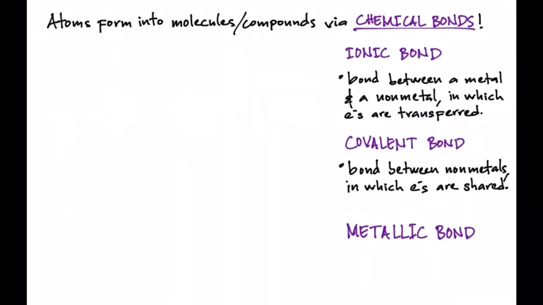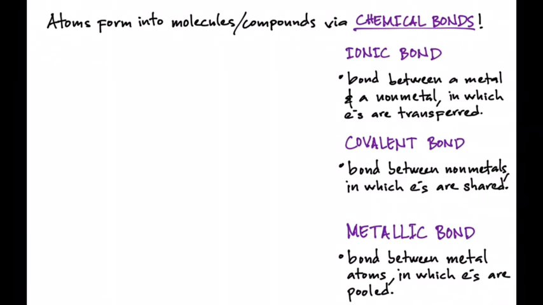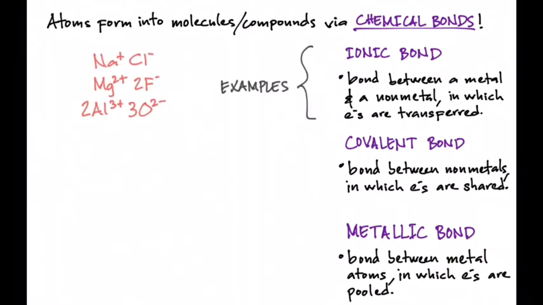The third type of bonding is called metallic bonding. This is the bond between metal atoms, like for example, gold atom, silver atom, sodium atom, and so forth. This is the bond between metal atoms in which electrons are pulled together and delocalized within the entire metal. So here's a few examples.